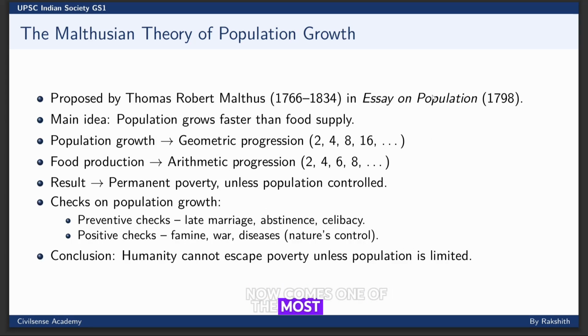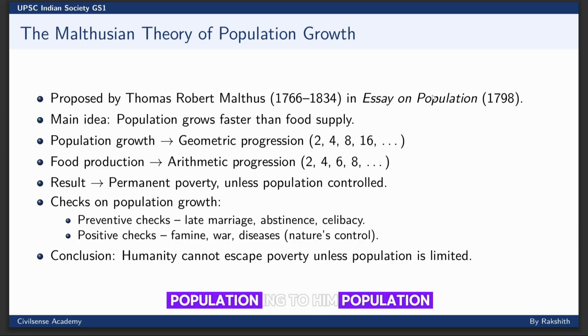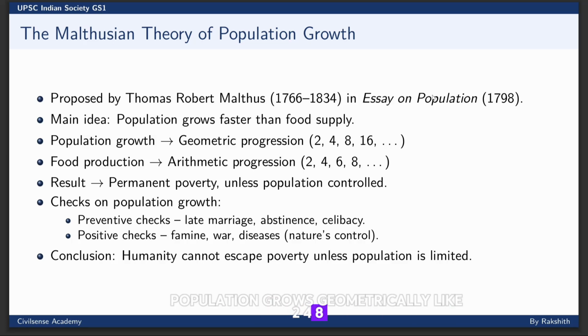Now comes one of the most famous theories in demography, that is Malthusian theory. Thomas Robert Malthus was an English economist who lived in the late 18th century. He argued something very pessimistic. According to him, population grows geometrically, like 2, 4, 8, 16. And food production grows arithmetically, like 2, 4, 6, 8. So population will always grow faster than food supply. As a result, poverty, hunger and misery are unavoidable.